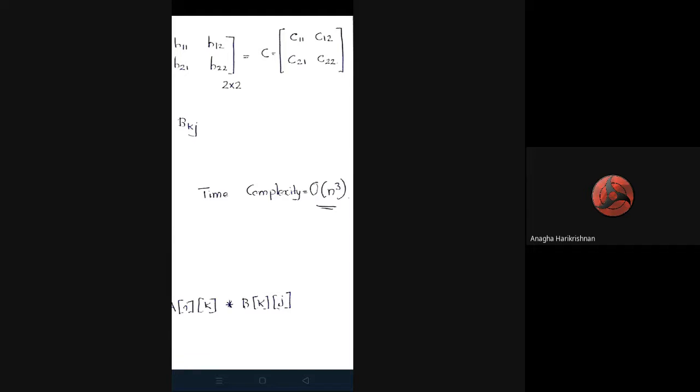So now we are discussing how we can use the divide and conquer approach to solve this problem. How can we use the divide and conquer approach to perform matrix multiplication?